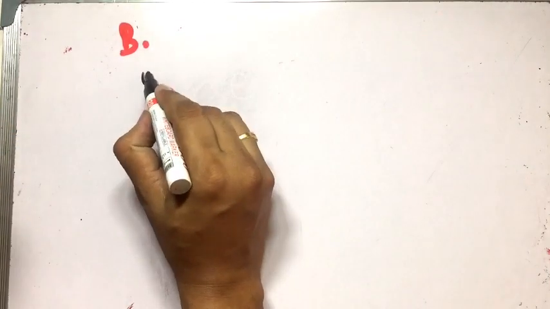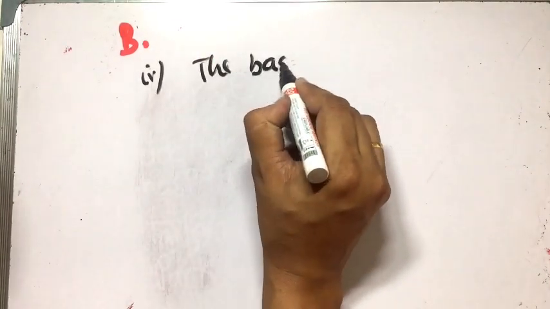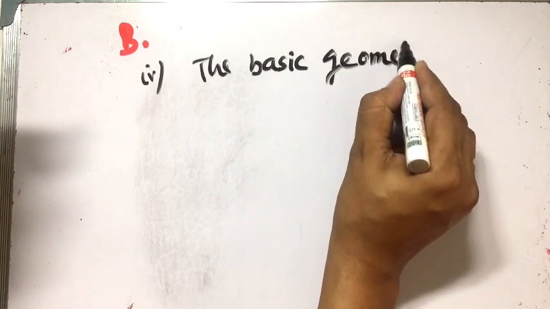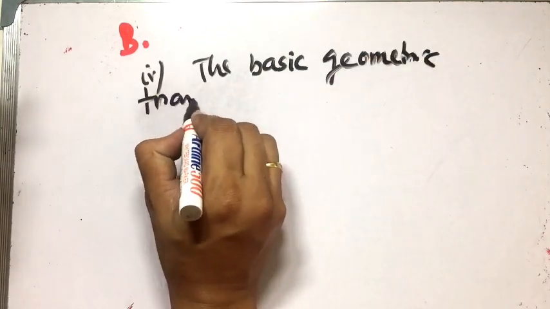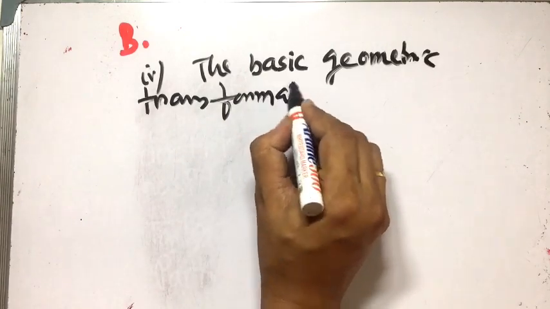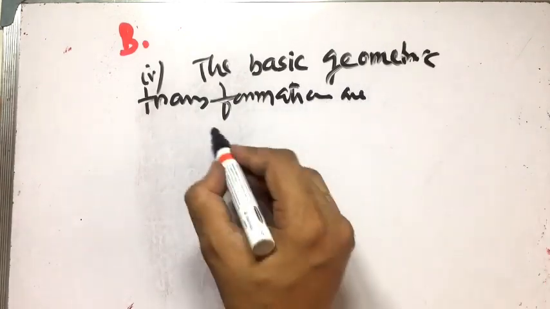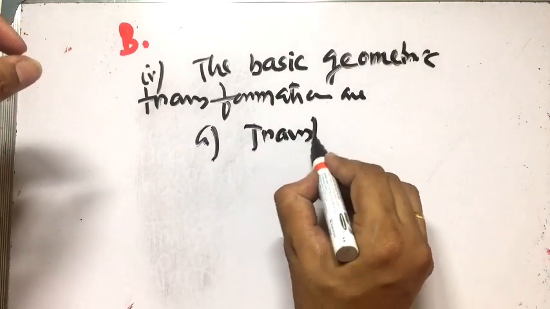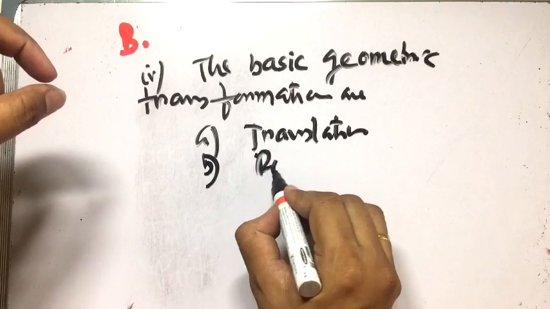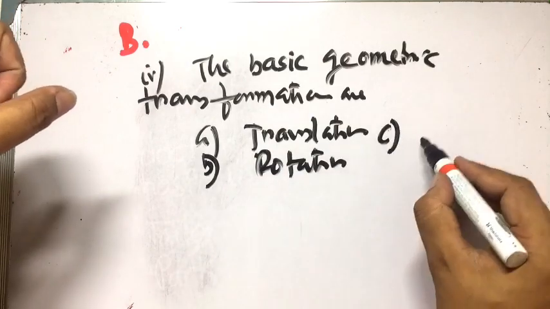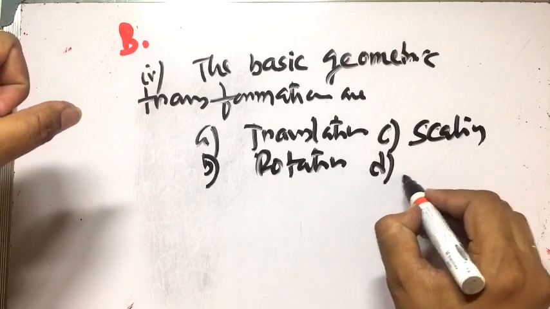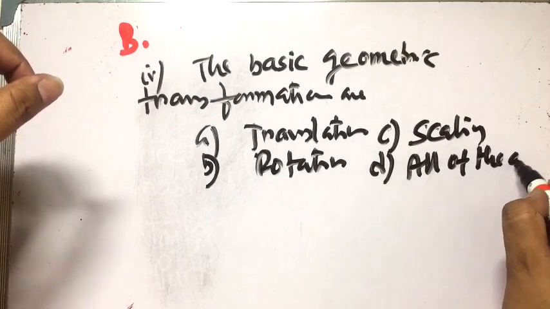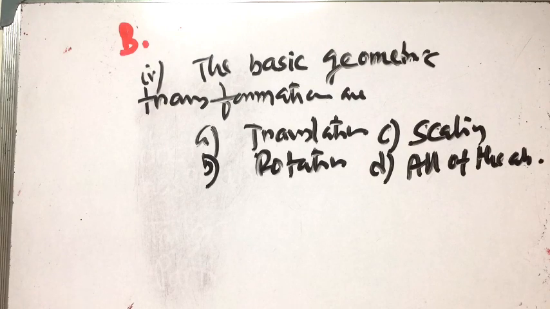This is question number 4. The basic geometric transformations are: Option A, translation. Option B, rotation. Option C, scaling. Option D, all of the above. Basic geometric transformation is all of the above. So it can be translation, it can be scaling, it can be rotation. So the all of the above option is correct.